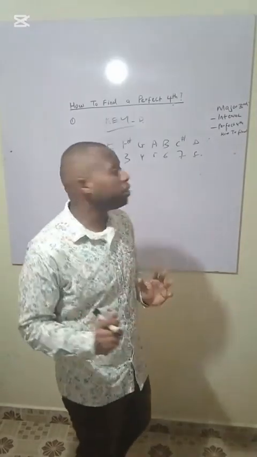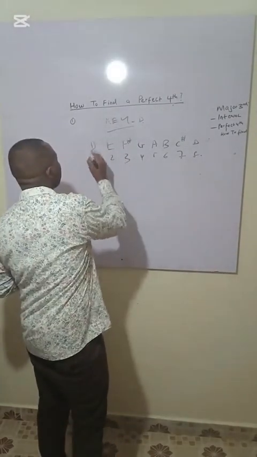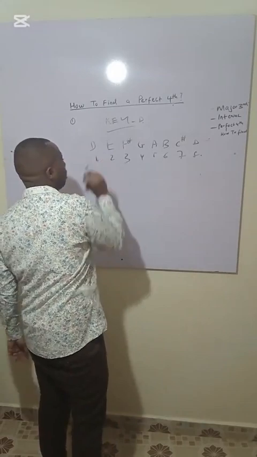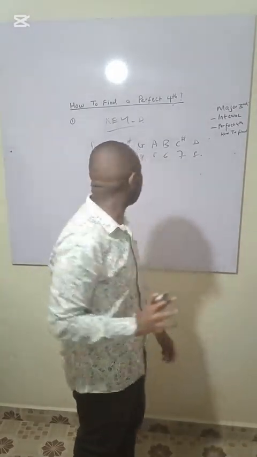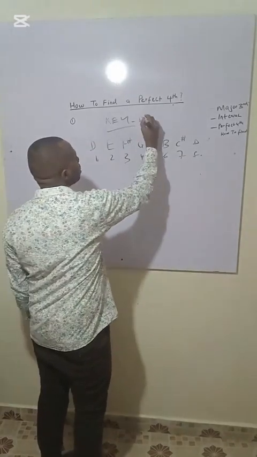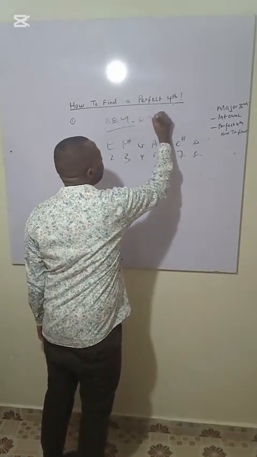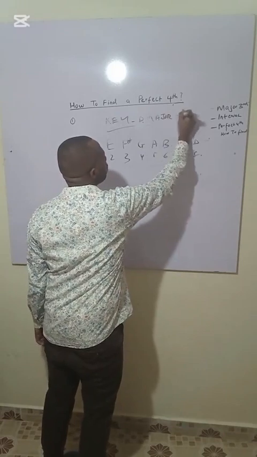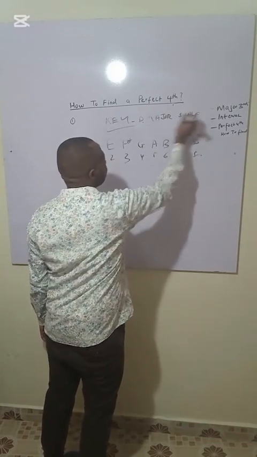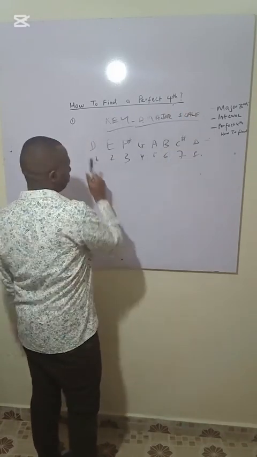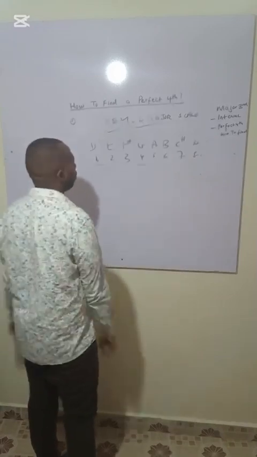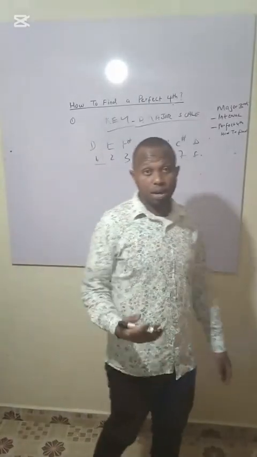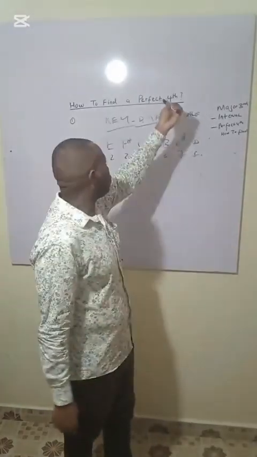So guys, if you want to find the perfect fourth in the key of D, I have said that a perfect fourth takes us to the fourth note of a major scale. So if you're in the D major scale, let me just write it. D major scale. Don't worry about my biro, guys. I'm actually going to purchase a new one. So from D to G, that's a perfect fourth. So it's very easy.